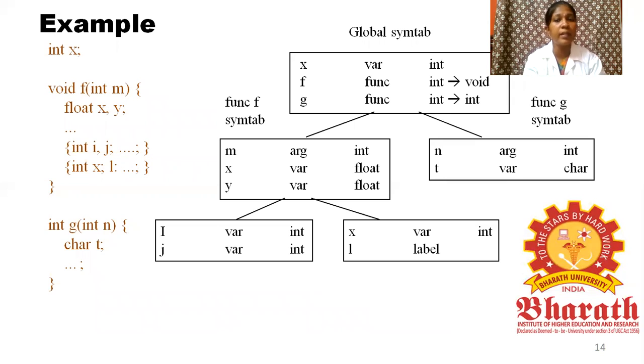N is an argument, T is a variable for the function G. Now again inside the F symbol table, we'll be having I and capital I and small j, and X and L. L is a label. This is how the symbol table will be stored.